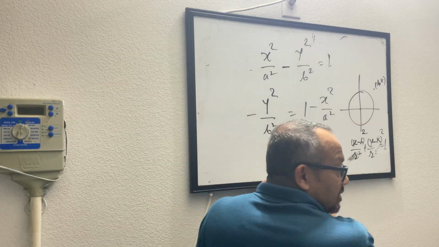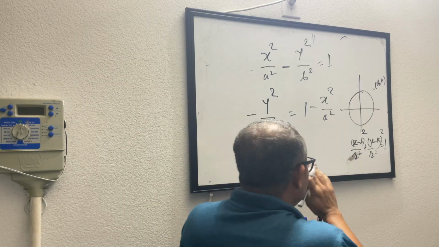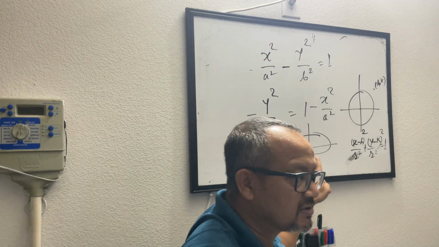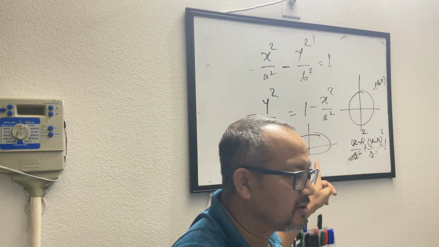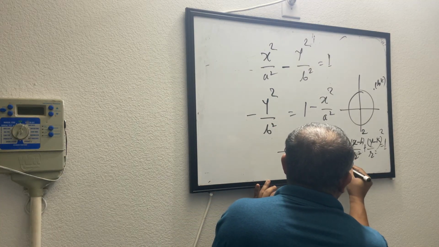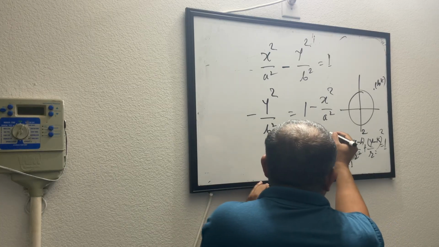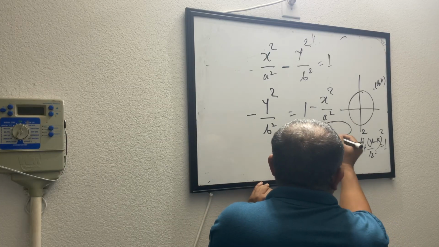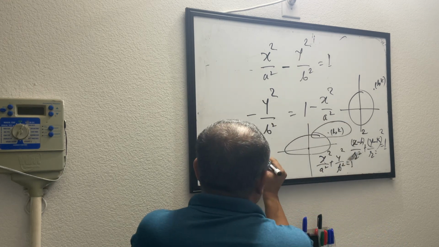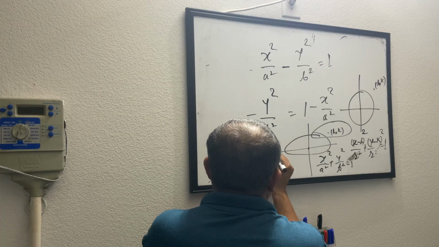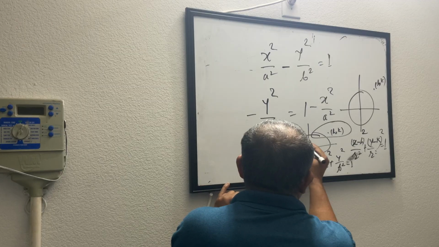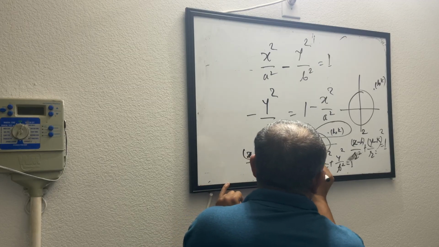Same thing in the case of ellipse also. In the case of ellipse also, if your center is coinciding with the center of the coordinate plane, you are saying, okay, x squared by a squared plus y squared by b squared equals 1. If your center is here, meaning your ellipse is here, and the coordinates of the center are h comma k, same thing, x minus h squared by a squared plus y minus k squared by b squared equals 1.